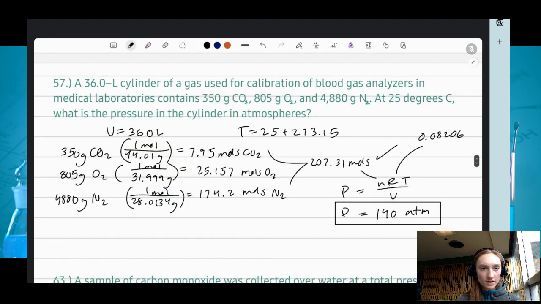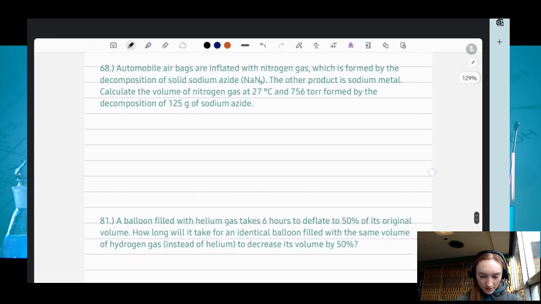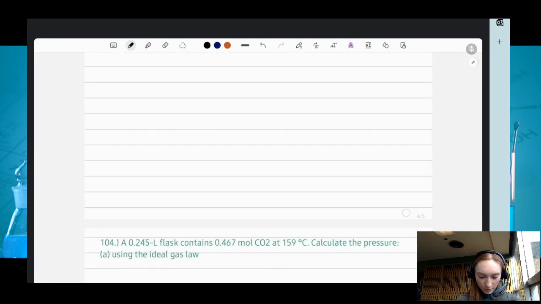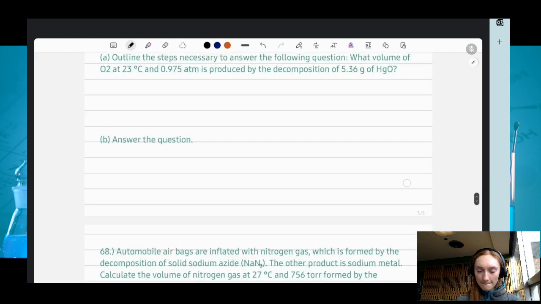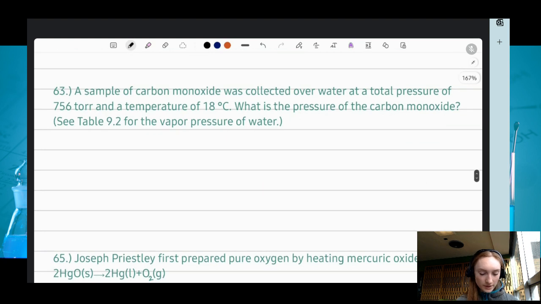So let's move on to the next one. I believe we have a few more problems to go as well. So let's read this one. Okay, so we have 63. It says a sample of carbon monoxide was collected over water at a total pressure of 756 torr and a temperature of 18 degrees Celsius. What is the pressure of the carbon monoxide?